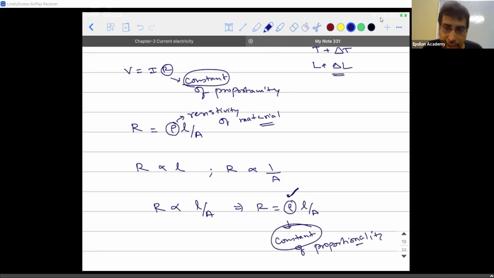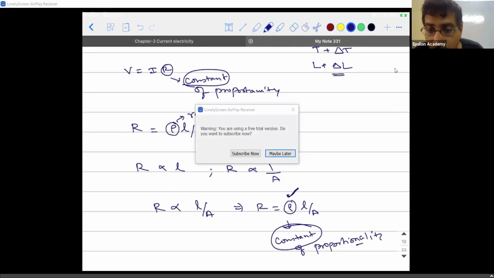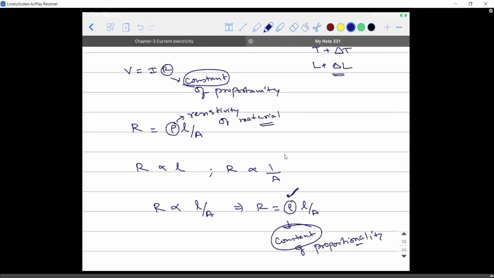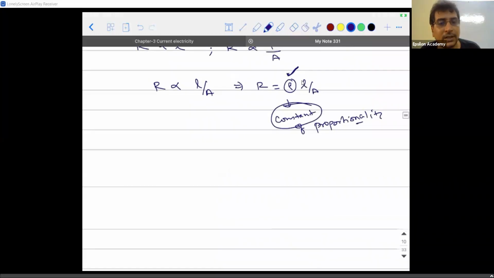Is resistivity a temperature dependent variable? No, sir. Yes, sir. How many of you are saying yes? I've read it is temperature dependent, but I don't know the reasons. It is dependent.